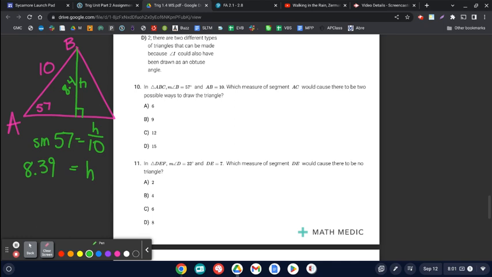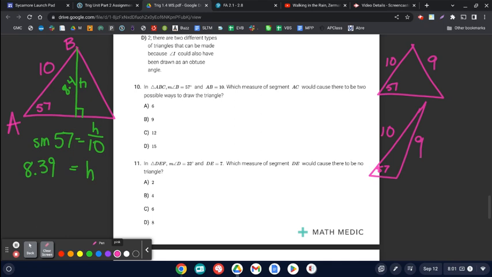Okay, so it's asking what measure of AC would cause there to be two triangles. What would those triangles look like? Well, one would be an acute triangle where this was 10, this was 57, and this was 9. Spoiler alert, that's the answer. But it could also look like this. It could also be 10 here, 57 here, and 9 there.